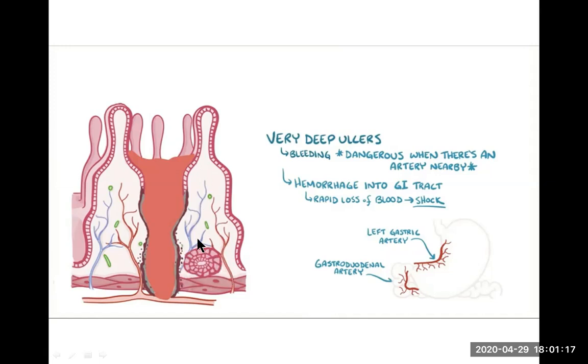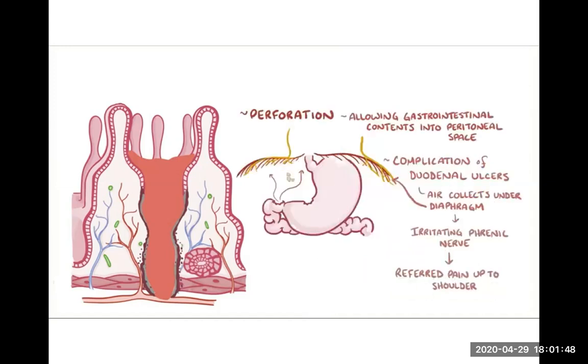These are the blood vessels which are present just nearby the peptic ulcers. Any deep ulcer which will cause hemorrhage will lead to bleeding in the gastrointestinal tract. The hemorrhage leads to loss of blood, which may lead to hypovolemic shock. So ultimately it may result in shock. These are the lesser curvature's left gastric artery and the gastroduodenal artery. These two are the arteries which may be affected by peptic ulcers.